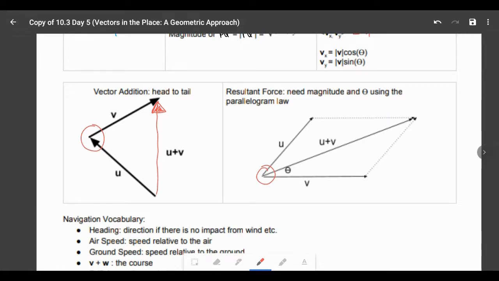And the reason why this works is because, remember, in parallelograms, opposite sides are congruent. So we can move vector v up here, or we can move vector u over here. In any case, this diagonal that occurs ends up being our u plus v vector.